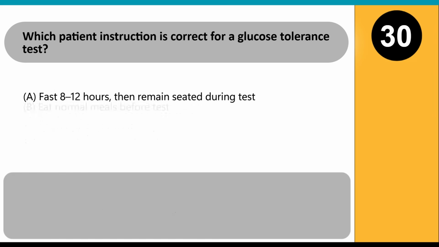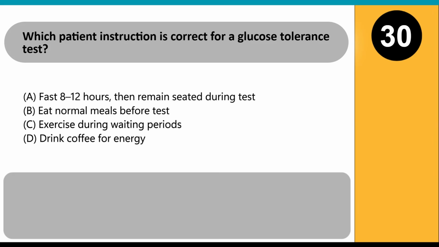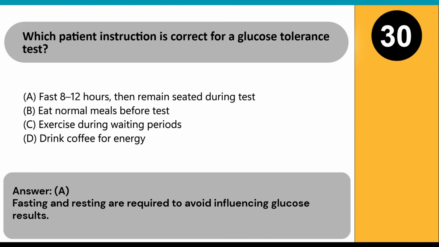Which patient instruction is correct for a glucose tolerance test? A. Fast 8 to 12 hours, then remain seated during test. B. Eat normal meals before test. C. Exercise during waiting periods. D. Drink coffee for energy. Answer A. Fasting and resting are required to avoid influencing glucose results.